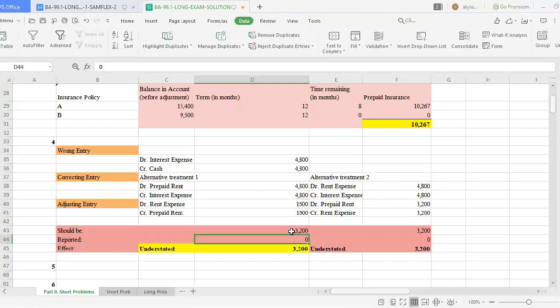So should be rent expense is 1,600. A prepaid rent rather. Also here should be prepaid rent is 3,200. Reported is none. So the correct answer is it's 3,200 understated.